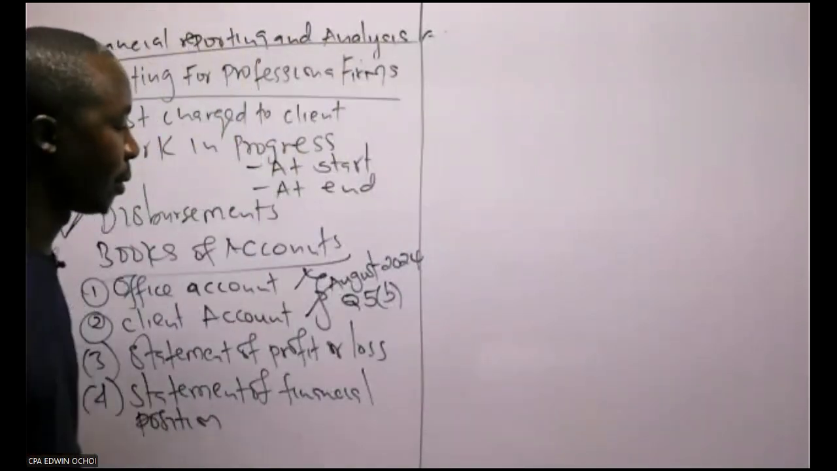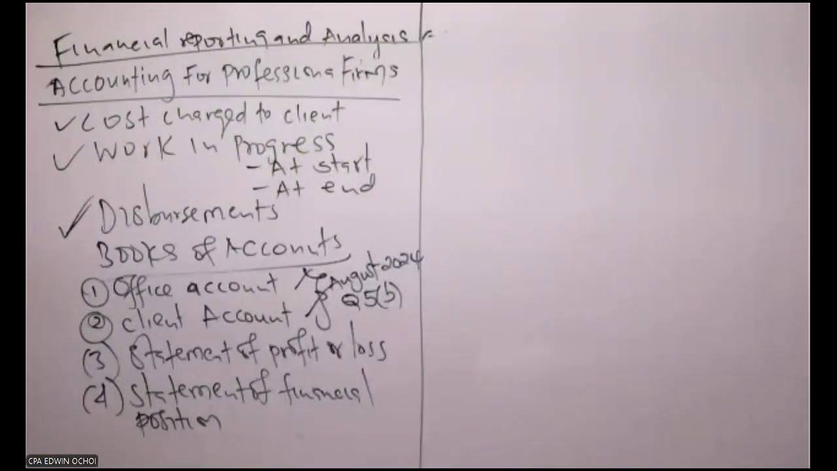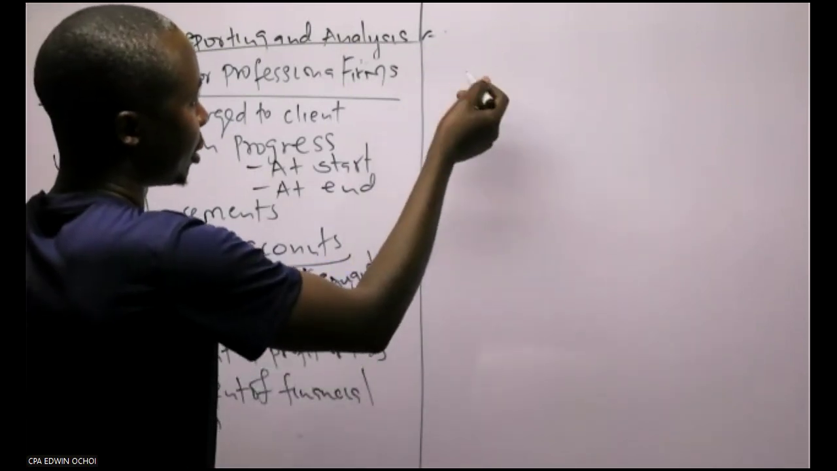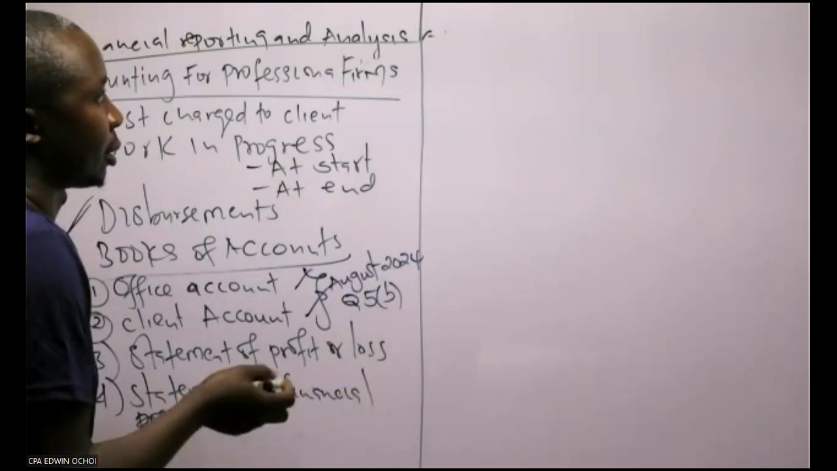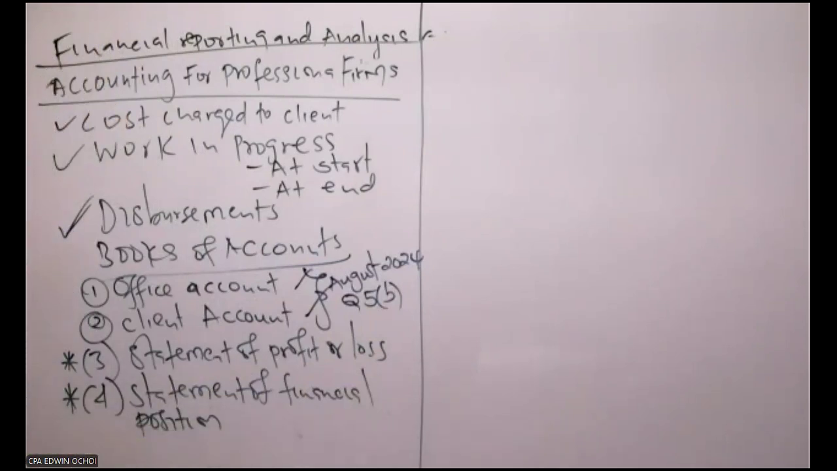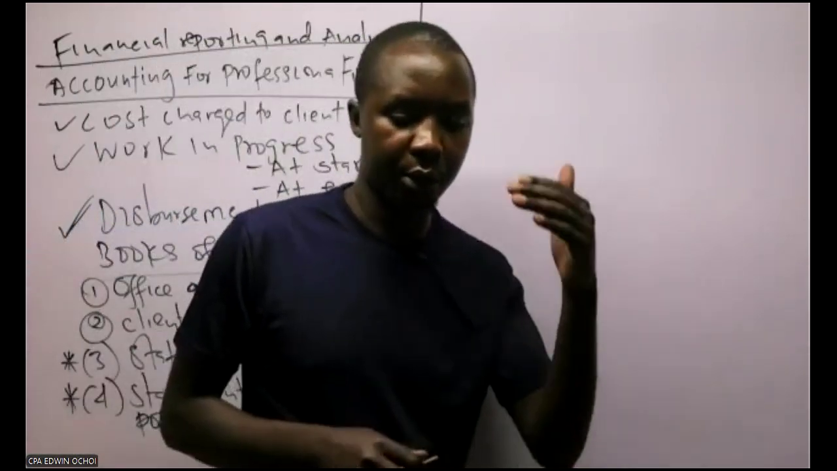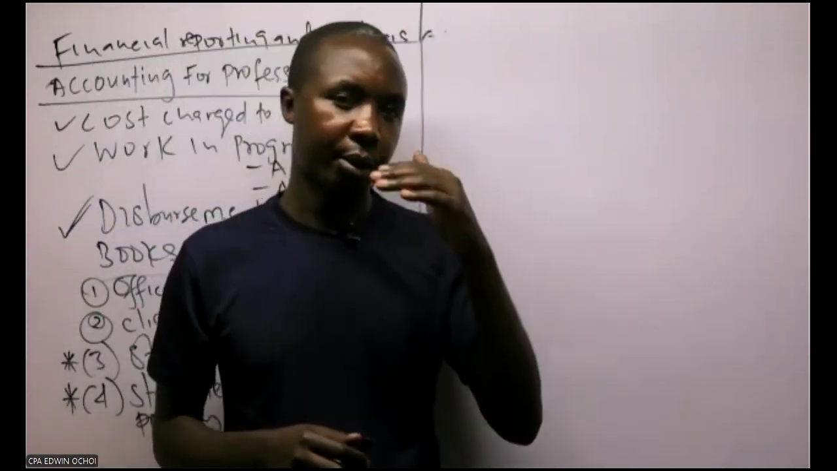So now the next thing is all about statement of profit or loss, and you need to know about statement of financial position. For the statement of profit or loss, remember that here you need to talk about incomes, then you raise expenses. After incomes, deduct your expenses.